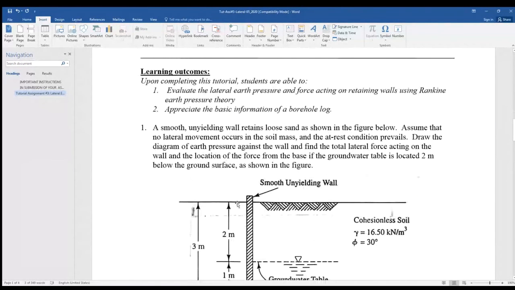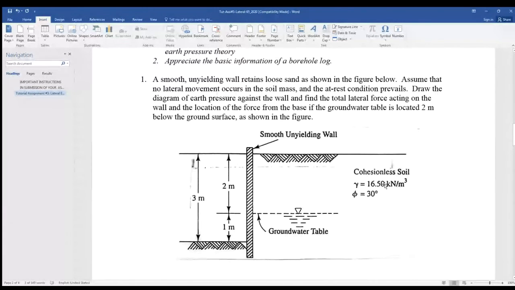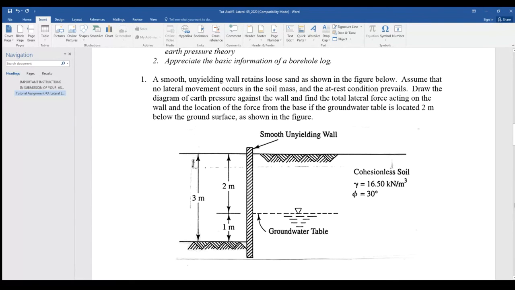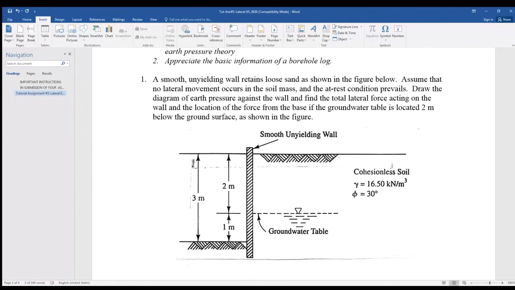Now let's take a look at question 1, Q1, right? Now here is the smooth and unyielding wall. It means a very rigid wall, and there will be no friction between the soil and the wall, right? So it's a smooth wall. That means the Rankine pressure theory could be applicable here. And then you have a wall height of 3 meters, and then you have the soil here, gamma 16.5.